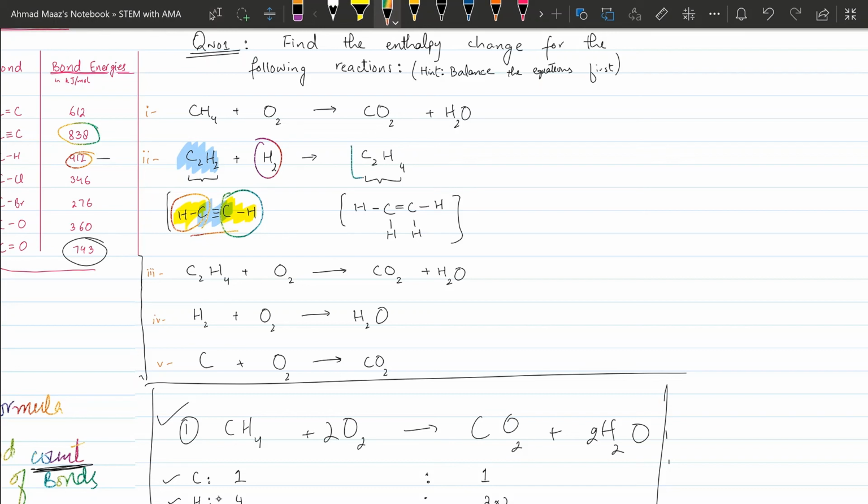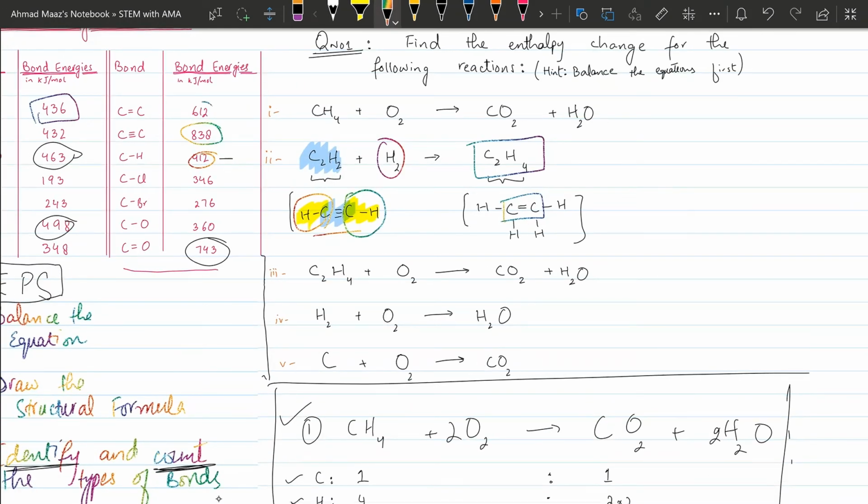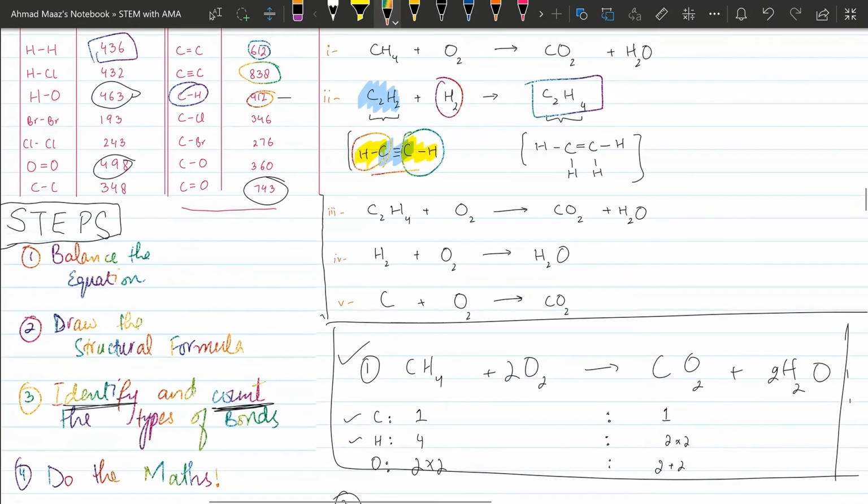And then you have the ethene molecule, which is C2H4. It has one carbon double bond carbon. This is 612, and then it has one carbon hydrogen bond, a second, a third, and a fourth carbon hydrogen bond. Or it has 4 carbon hydrogen bonds. So you'll use the carbon hydrogen bond energy from the table, and you'll simply move on with the steps. And next we have again C2H4.